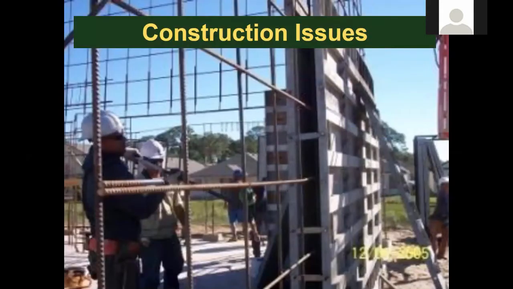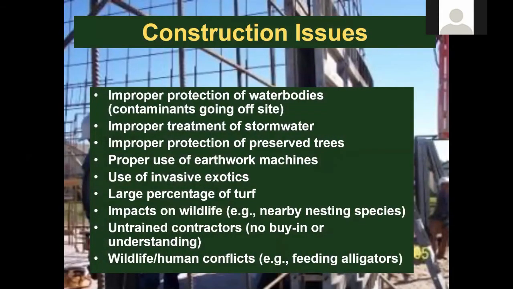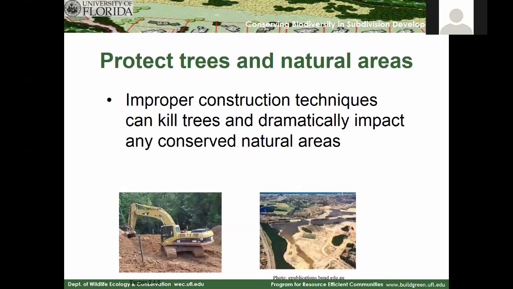So let's say you have the design done pretty well. Now you have construction issues and you have a huge amount of impacts. You're moving dirt around, you're uprooting vegetation. You can imagine all the impacts that can happen during this time that can compromise even the best design that's on paper. And it's really about protecting the vegetation and the soil, and there's many techniques that can kill trees and dramatically impact any conserved natural area that's in or near the site that's being subdivided.